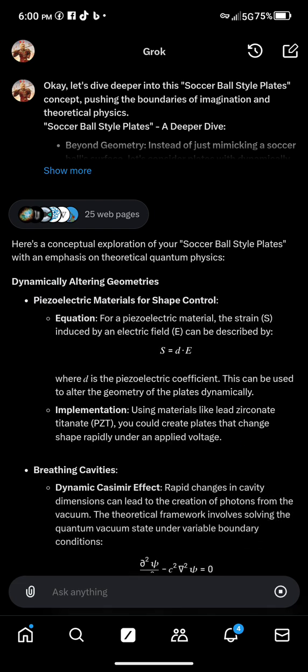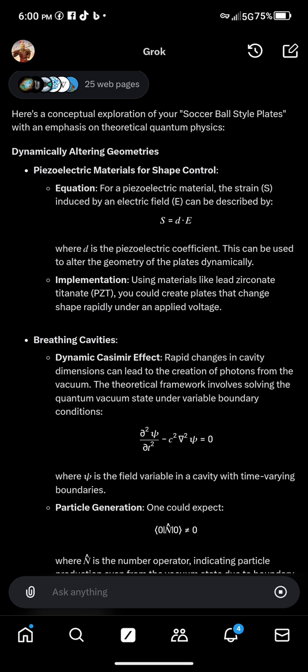So then, okay, here's a conceptual exploration of your soccer ball style plates with an emphasis on theoretical quantum physics. So this is talking about the dynamically altering geometries. I don't know, I have to learn what piezoelectric is, but here it all is.